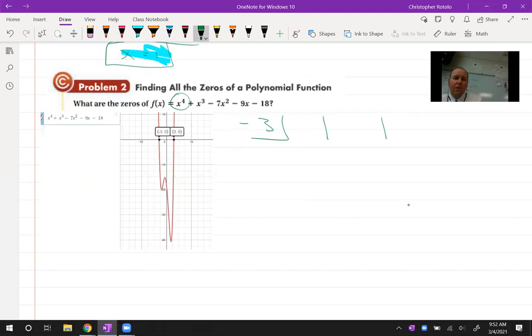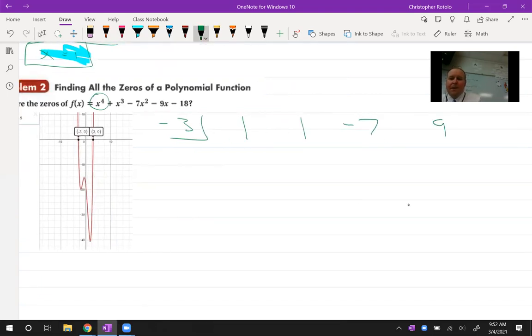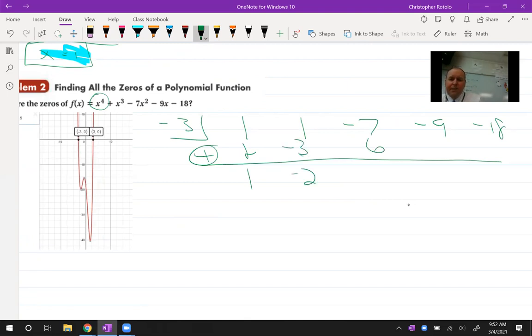1, 1, negative 7, negative 9, and negative 18. Bring down the 1, negative 3. All right, negative 2, I get 6. I get negative 1. I get 3. I get 6, and it's negative, and I got 18. Okay, so now you start to see why I always cross that one out.